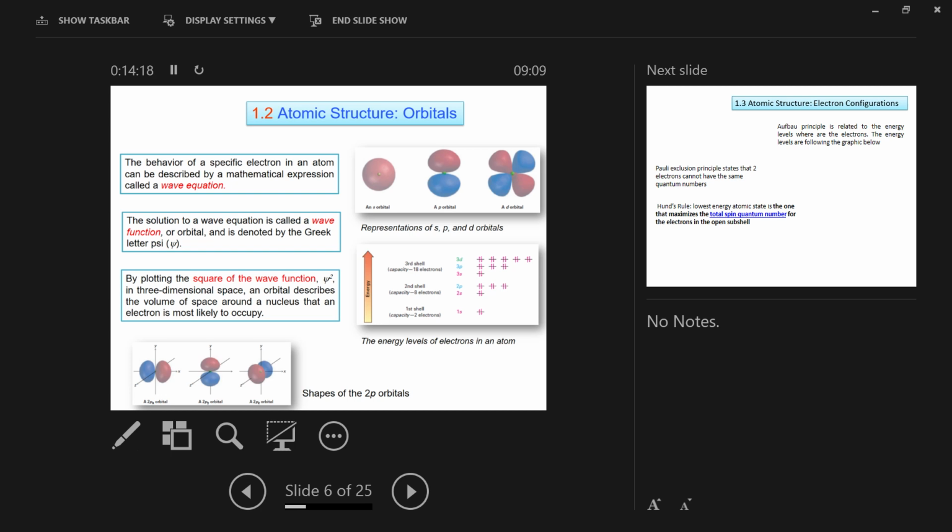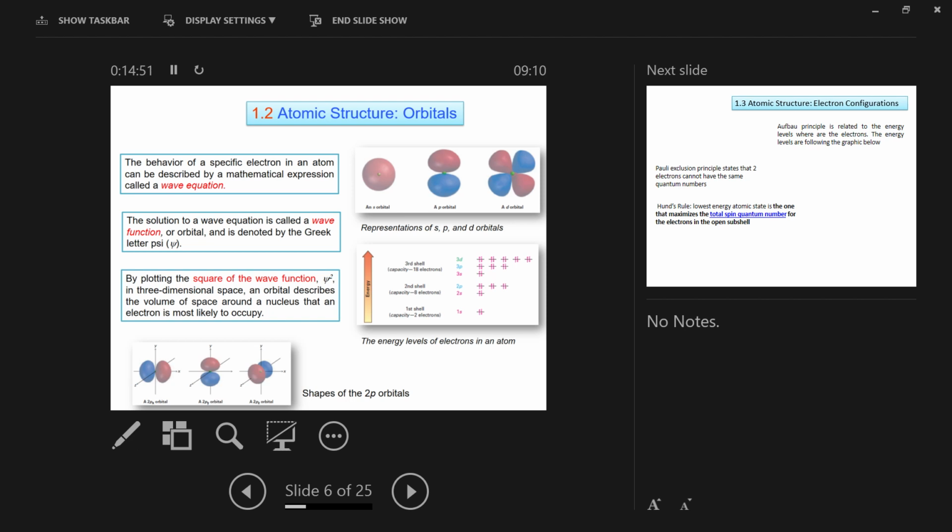For the second level of energy, we have accessible the 2s orbital, where we can put 2 electrons, plus the 2p orbitals. The 2p orbitals become accessible, and because there are three p orbitals, we can put 6 electrons. That means that in the second row, in the second energy level, we can put 8 electrons.